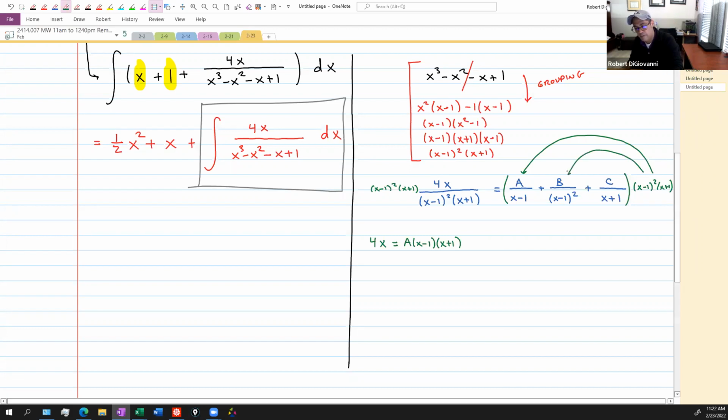Next one through, both x minus 1 factors cancel. So I'm left with plus B, and since both x minus 1 factors cancel, I'm left with B and then the x plus 1. And then on the last one, when I multiply through C, the x plus 1 cancels, which leaves me the x minus 1 squared still there.